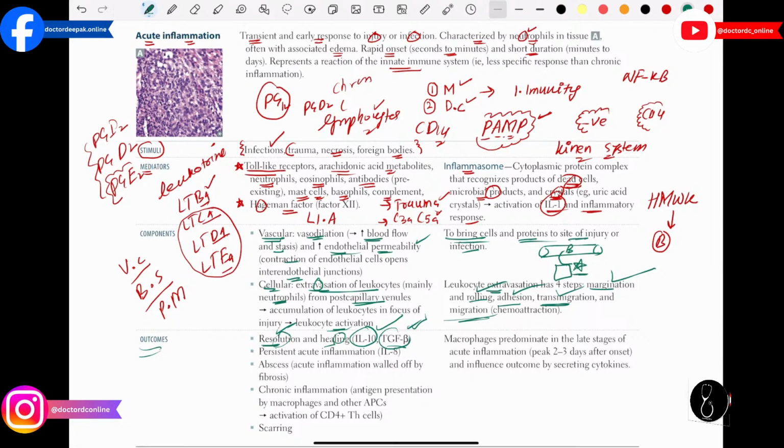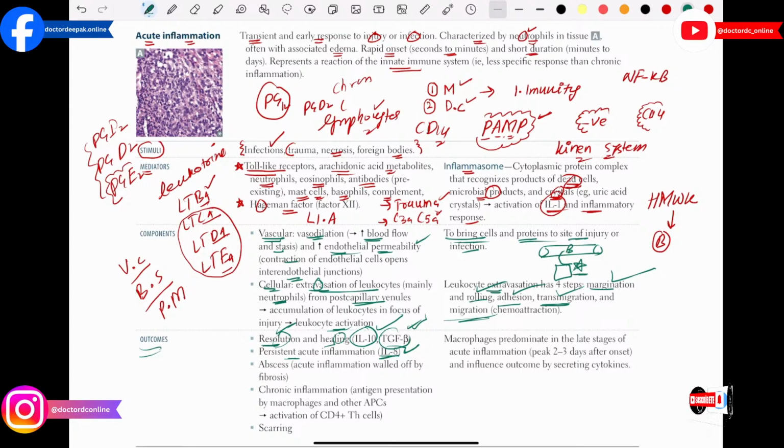Then after that, the acute inflammation can become chronic inflammation. The acute inflammation can persist for many days, many weeks, many months. So they can ask from you in exam what kind of interleukin is going to help the inflammation to persist. That is interleukin 8. So interleukin 8 is going to help in the persistence of acute inflammation.